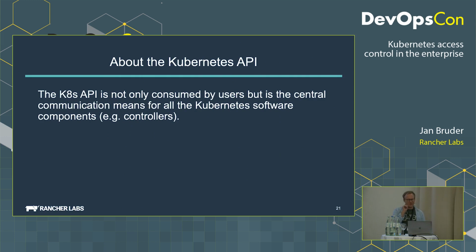So one reason for this kind of API is that it's not user-facing. It's not an API that was created for a user in the first hand, but actually the Kubernetes API is used by all the components running in the cluster. It's the main means of how services that are part of Kubernetes communicate with each other.